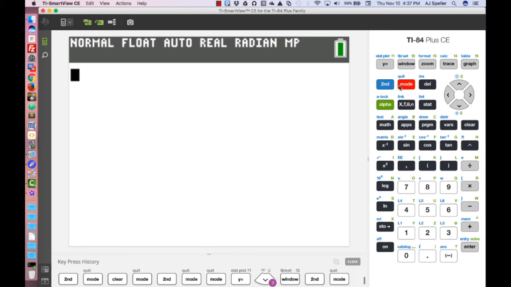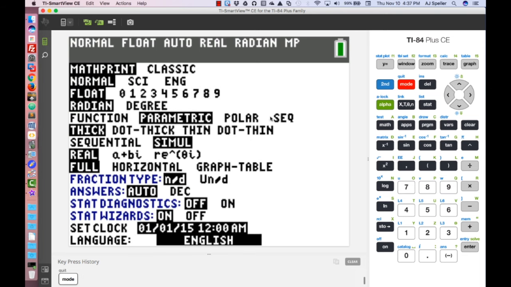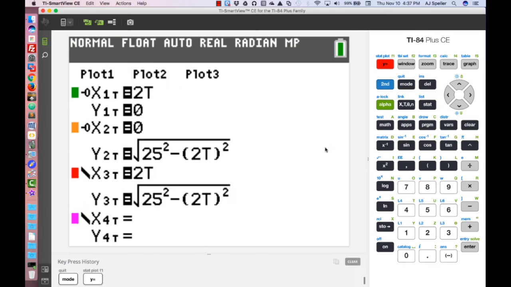First thing you want to do is check the mode. You need to make sure that you're in parametric mode, and also that you're in simultaneous mode as well. Next, enter the values for the parametric equations. For speed, I've already put those values in.